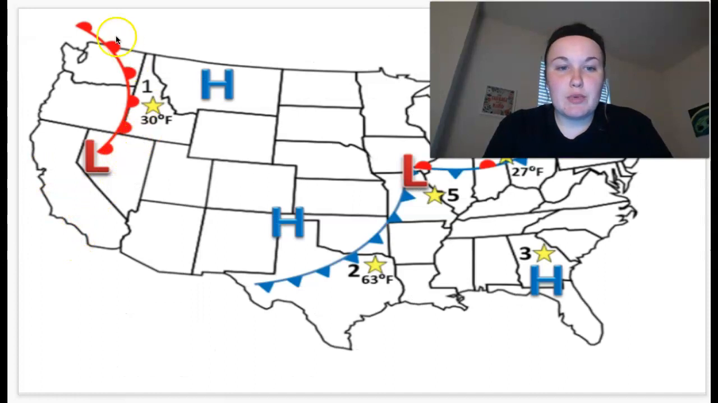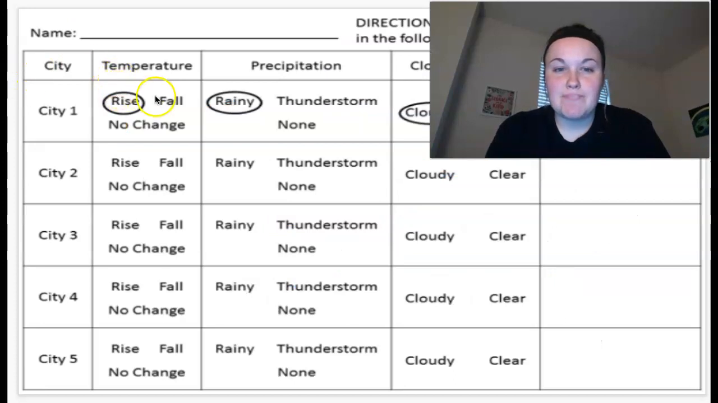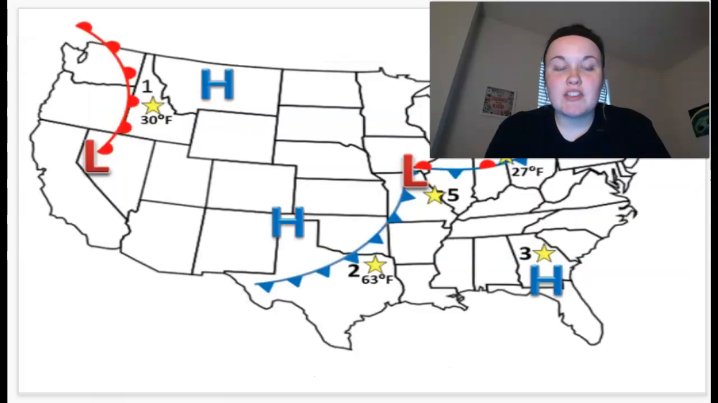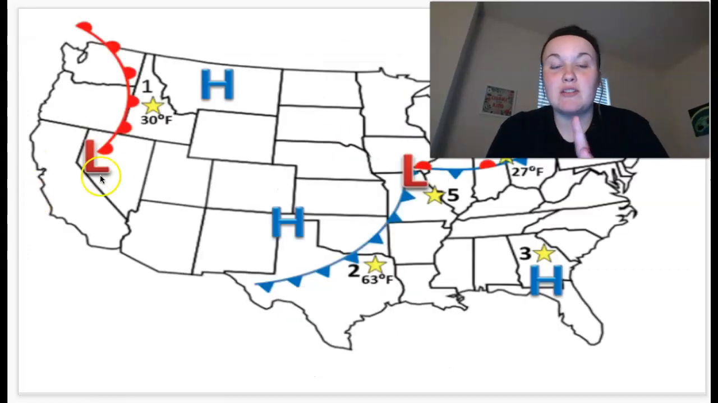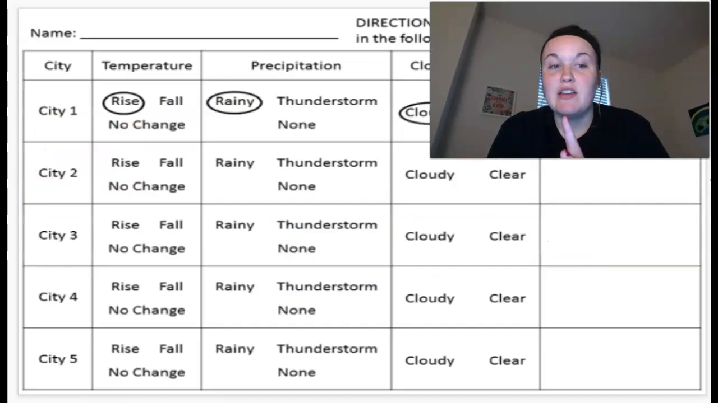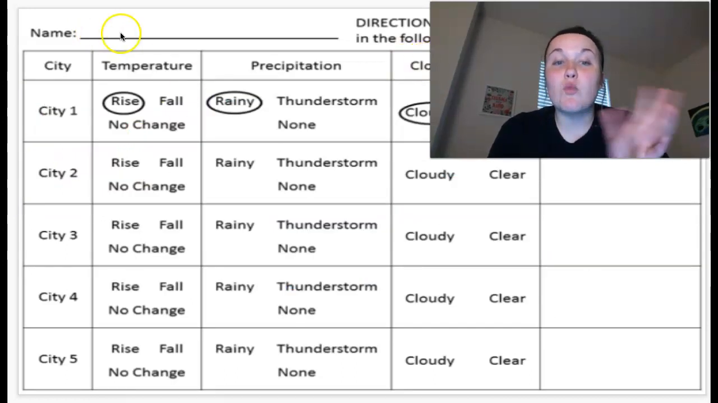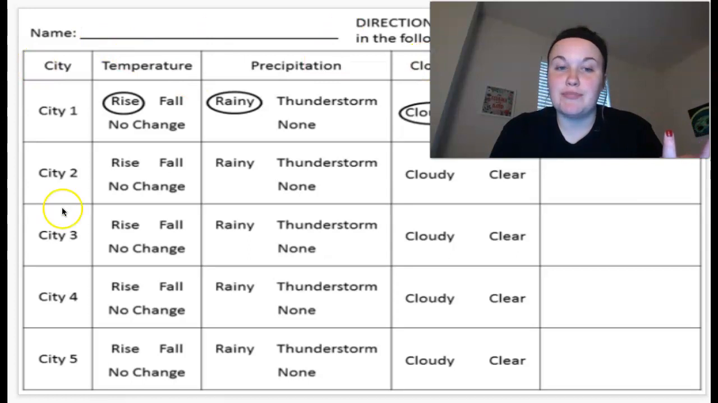City number 1 is Boise, Idaho. It looks like there's a low front coming in, and it's 30 degrees. Or sorry, it is a warm front coming in. So there will be a rise in temperature, right? Warm fronts bring warmer temperatures, but it's going to be rainy and probably a little cloudy. It looks like there's maybe a low pressure kind of in the area, so we'll also keep that in mind. And then, so it is a warm front that's coming in. That's the weather system. Now we're going to look at city number 2.